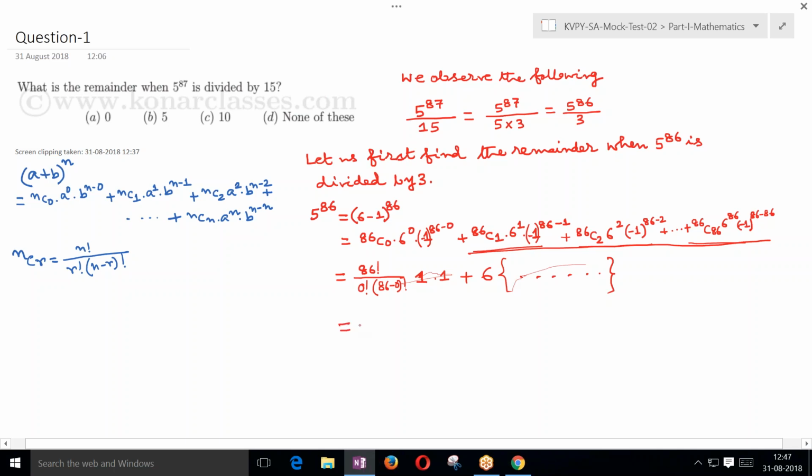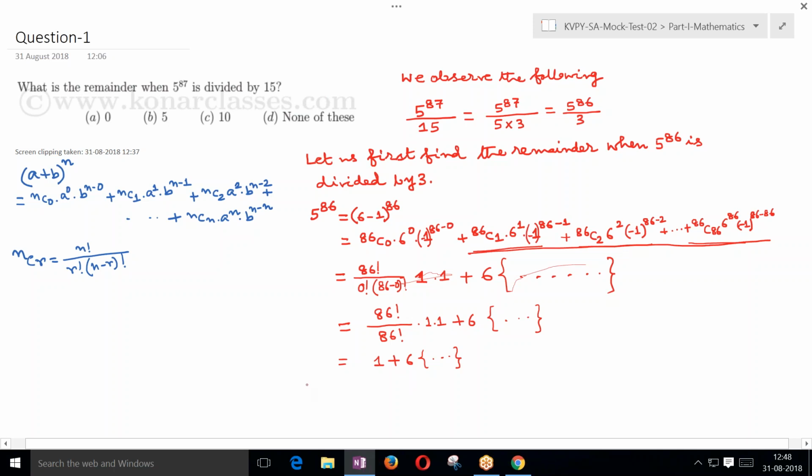So what will be our main concentration? Here it will be 86 factorial divided by 86 factorial into 1, into 1 plus 6 into the term, whatever the term is. For that we get 86 factorial by 86 factorial is 1. So it is 1 plus 6 into that term. That means if we divide 5 power 86 by 3, the remainder will be 1.